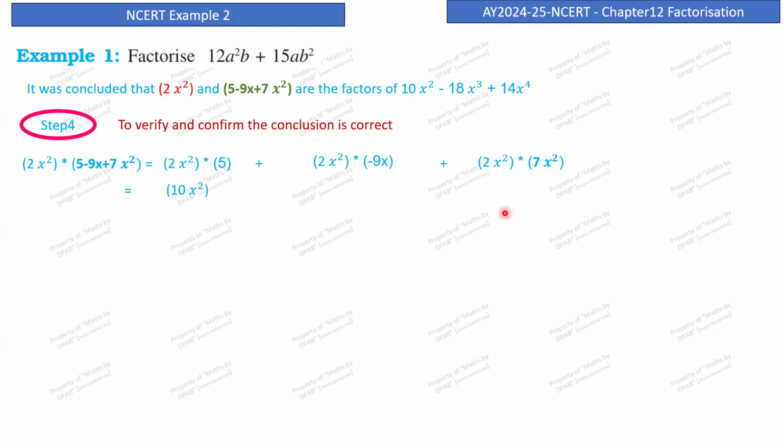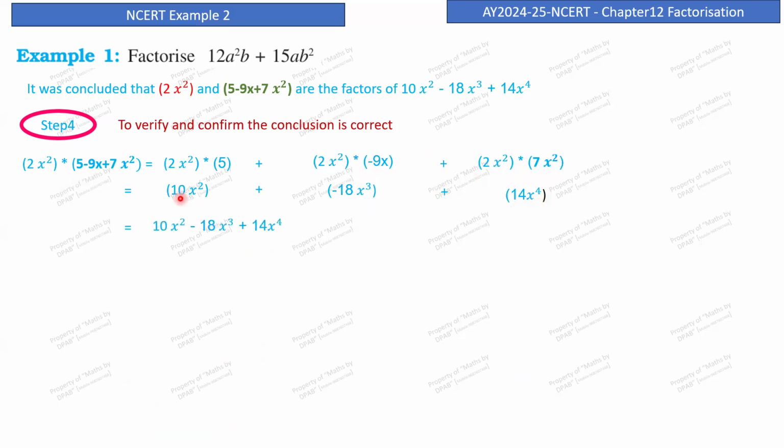After simplifying, we get 2 into 5, the numeral part we are multiplying, getting 10. X square we put as it is. This plus we put as it is. And 2 into negative 9 is negative 18, and x square into x is x to the power 3. So within bracket we put negative 18x to the power 3. Then this plus we put as it is. 2 into 7, positive 2 into positive 7 is 14, and x square into x square is x to the power 4.